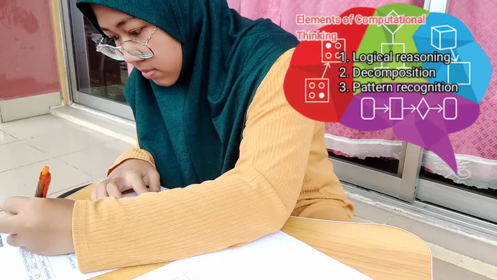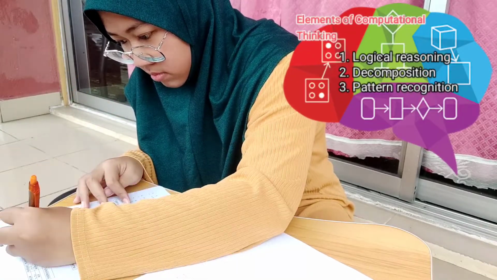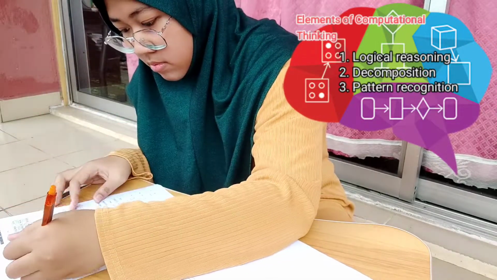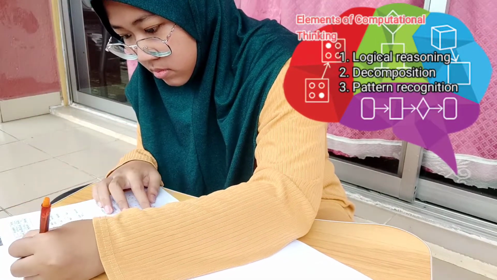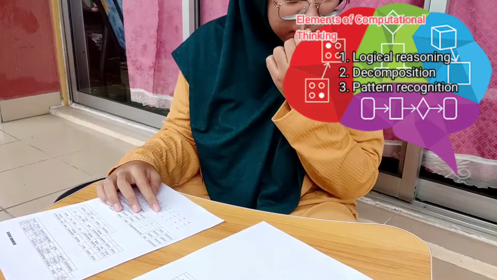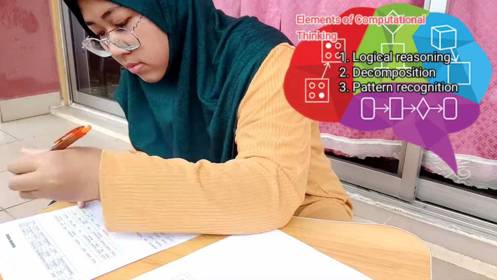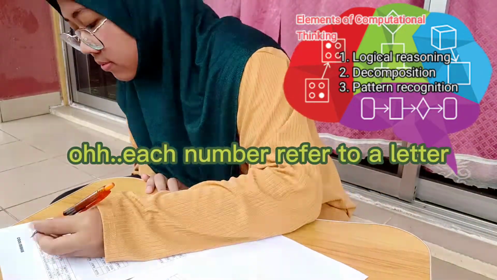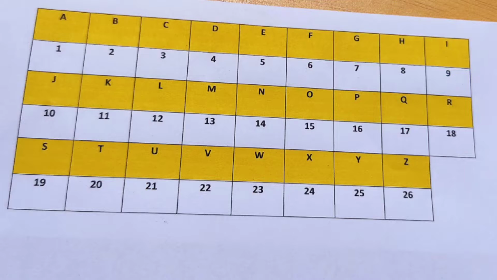In this activity, there are several elements of computational thinking that are involved. First is logical reasoning. When students get the worksheet of code breaker, they will start to think what the numbers stand for. Second one is decomposition. When students find out what the numbers refer to, which is the alphabet, they will list the code to make it easier for them to refer.